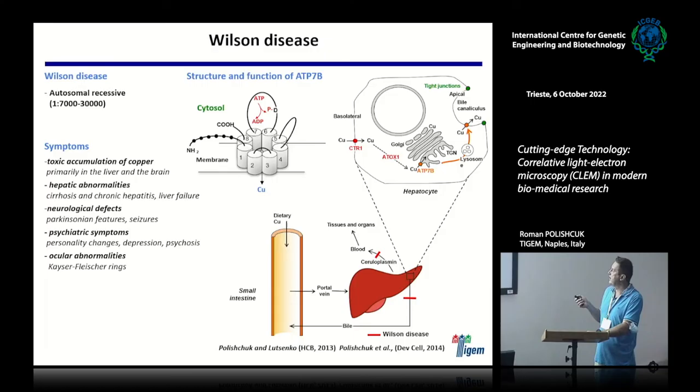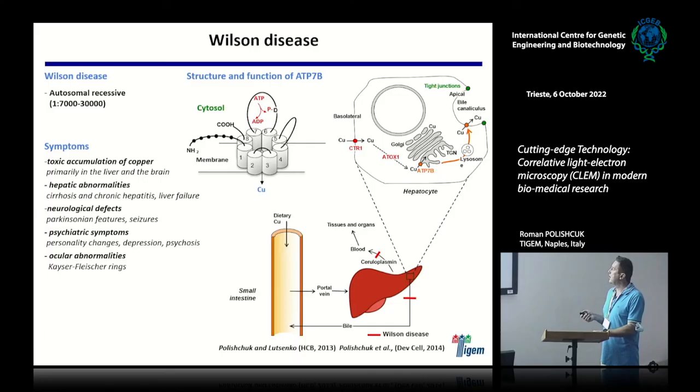ATP7B resides mainly in the trans-Golgi network, and it has two tasks. It loads copper onto ceruloplasmin, a copper-carrying protein which distributes copper to peripheral tissues. Copper is needed as a cofactor for many enzymes participating in really important processes, for example COX in mitochondria needs it for respiration. Then, if copper exceeds the cellular need, ATP7B goes to lysosomes, where it sequesters copper and presumably also participates in copper excretion into the bile. When the protein is mutated, copper accumulates in hepatocytes and the liver, inducing redox damage and cell death, and then all the symptoms of Wilson disease.